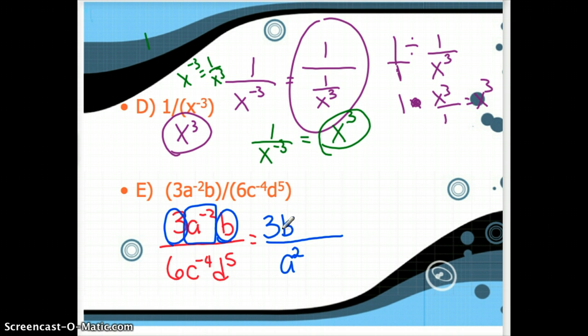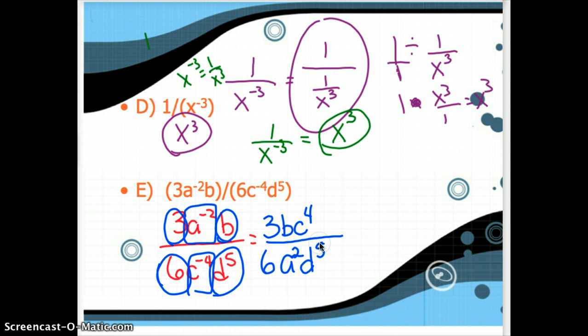Okay, when I'm looking down here at the bottom, at 6, it has a positive exponent of 1, so I can leave 6 where it is on the bottom. C to the negative 4. Oh, it's a negative exponent. I can't leave that in my final answer. Reciprocal, reciprocal, reciprocal. It's on the bottom, so it's going to move up to the top as c to the 4th. And then finally, d to the 5th, positive exponent. Great, it can stay where it is.